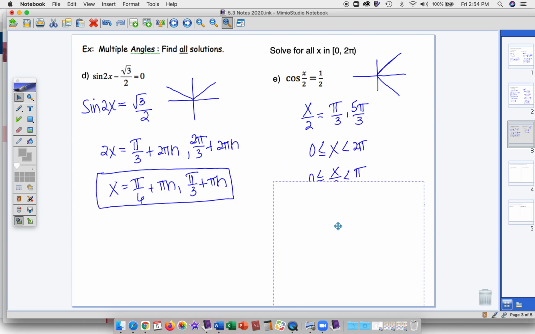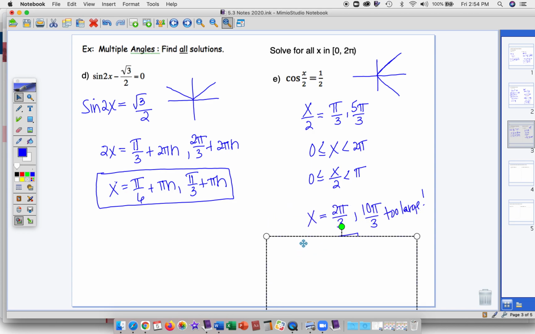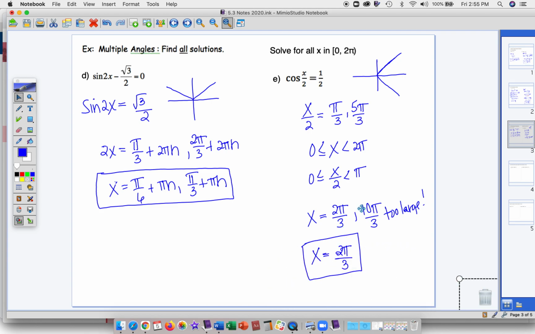So think about the interval. If x ranges from 0 to 2 pi, then x over 2 would range from 0 to pi. So when I solve, I'm going to multiply both of these by 2. So I get 2 pi over 3 and 10 pi over 3. 10 pi over 3 is not a solution given the instructions that x has to lie between 0 and 2 pi. It's too large. So my only solution is x equal to 2 pi over 3.